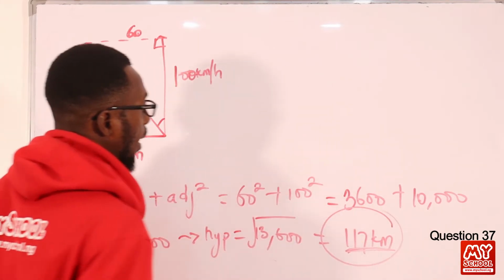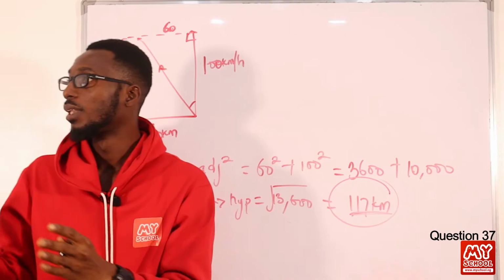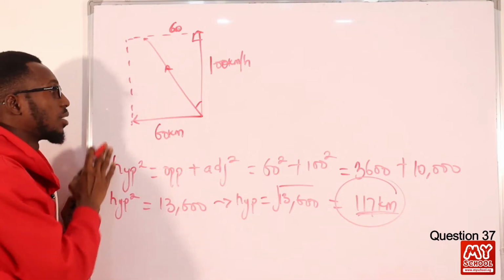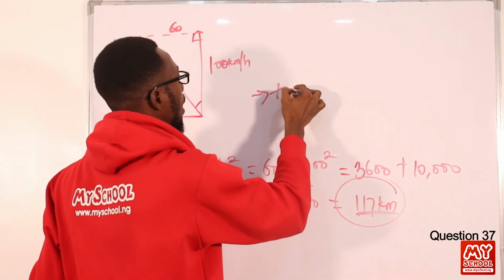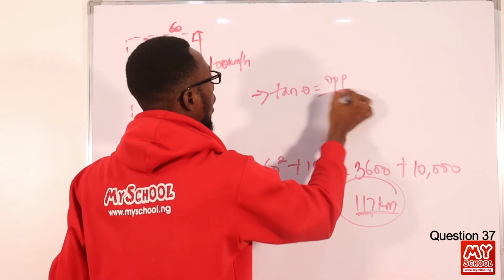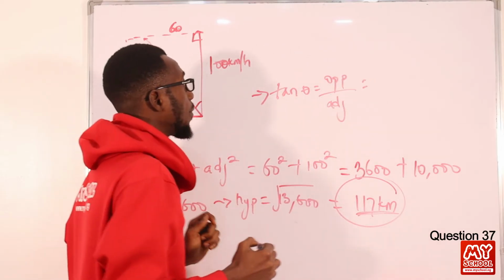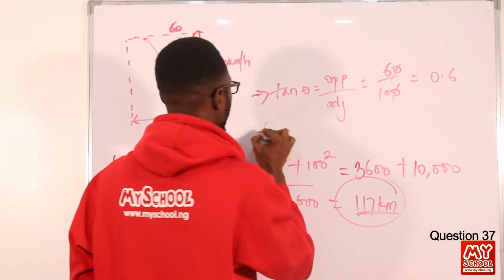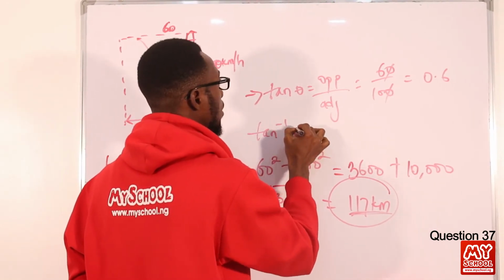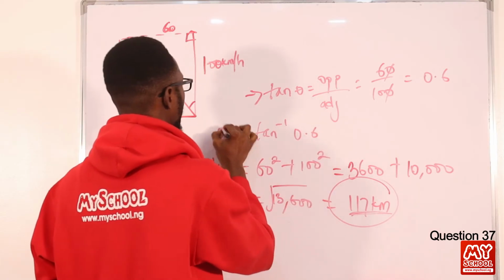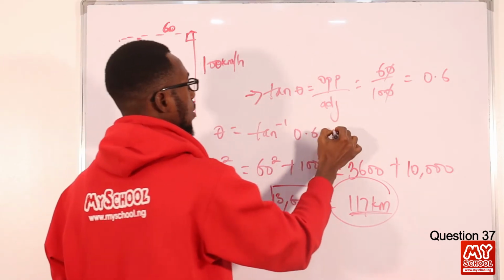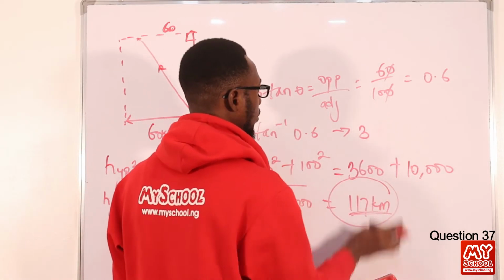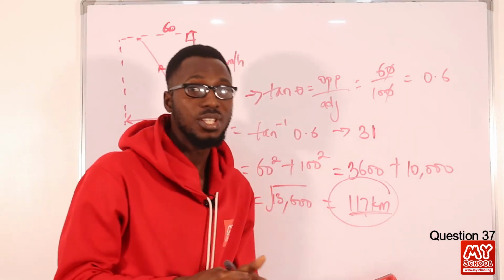So we don't just stop here. Remember that we are told to find the resultant velocity, so you can see it's between the north and the west. How do we do that? Very easy. You can use tan theta equals opposite over adjacent. That should give us 60 over 100, so that's 0.6. So theta equals tan inverse of 0.6, which is roughly 30.9. So I can bring it to 31 degrees. So 31 degrees is dealing with north and west.